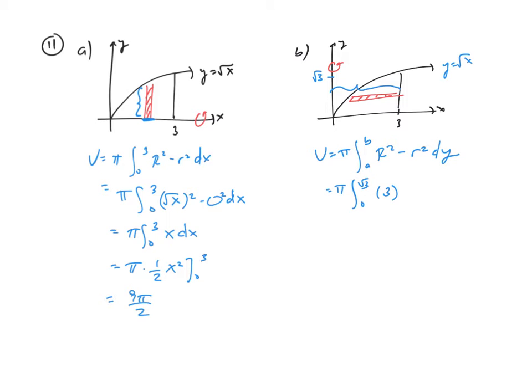That is always going to be 3. And then little r is the gap. It's the distance from the axis to the closer part of the rectangle. And that is given by the function. But we don't want it in terms of x. We want it in terms of y. So it's y squared squared dy.